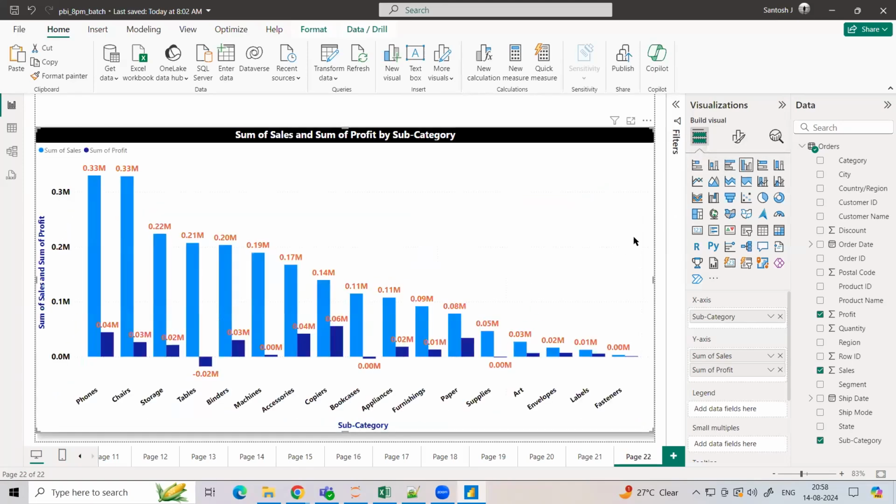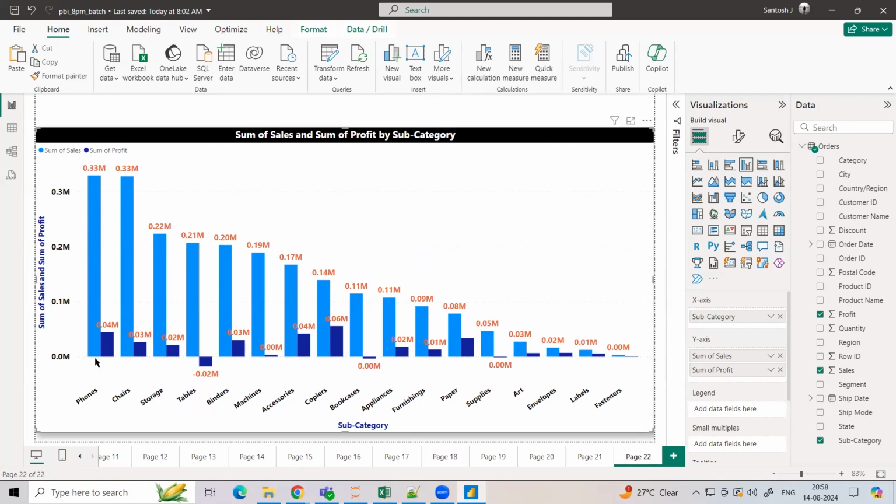Is this readable? This is sales, this is profit. It's readable, right? Yes. This is definitely readable, but I will not use this.